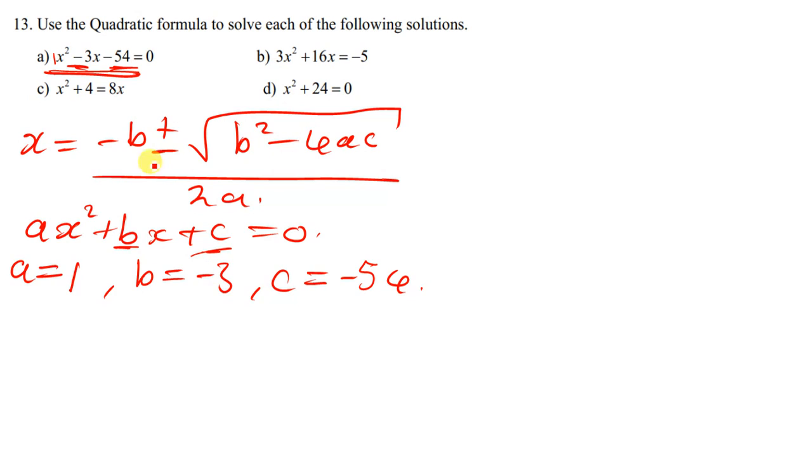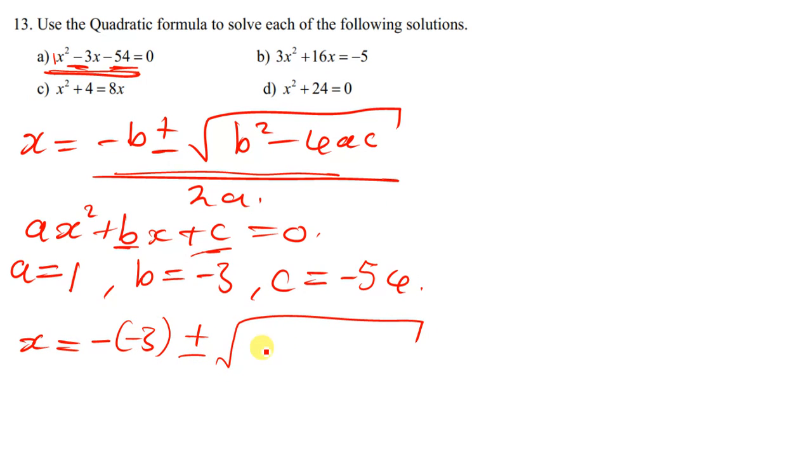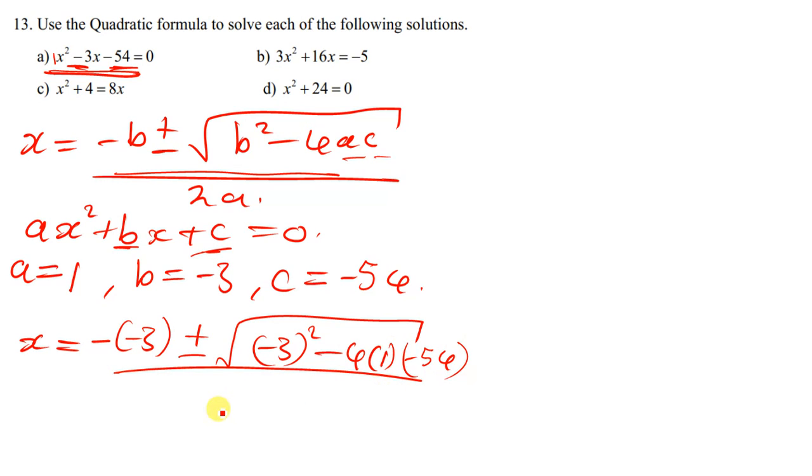So it's just a matter of replacing them in this expression. So now let us replace. We have x is equal to negative, our b is negative 3. We say plus or minus the square root of b is still negative 3 squared minus 4. Then the value of a and c are simply just 1 and negative 54 respectively. Then everything divided by 2a, the value of a is 1. So we can do the mathematics there.